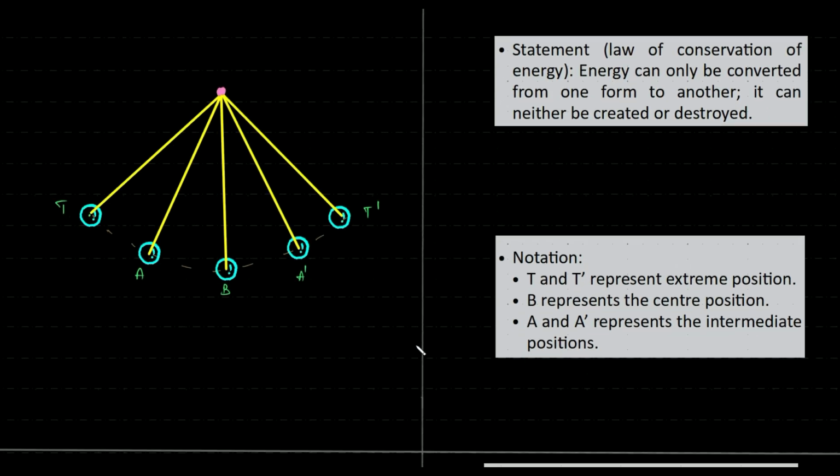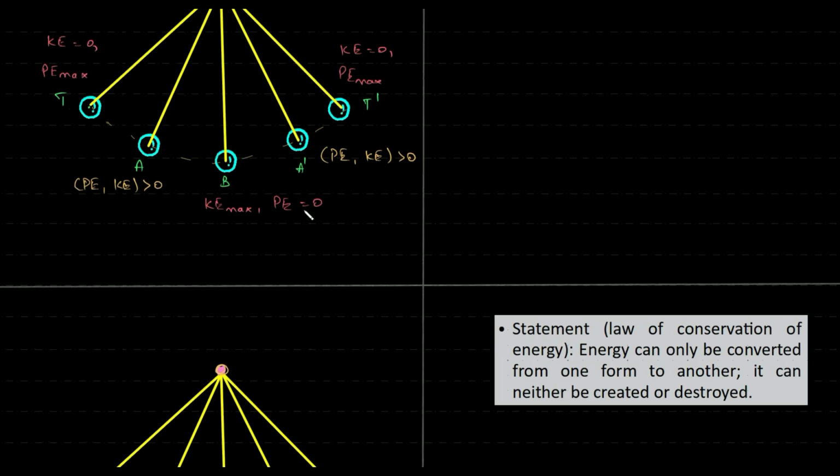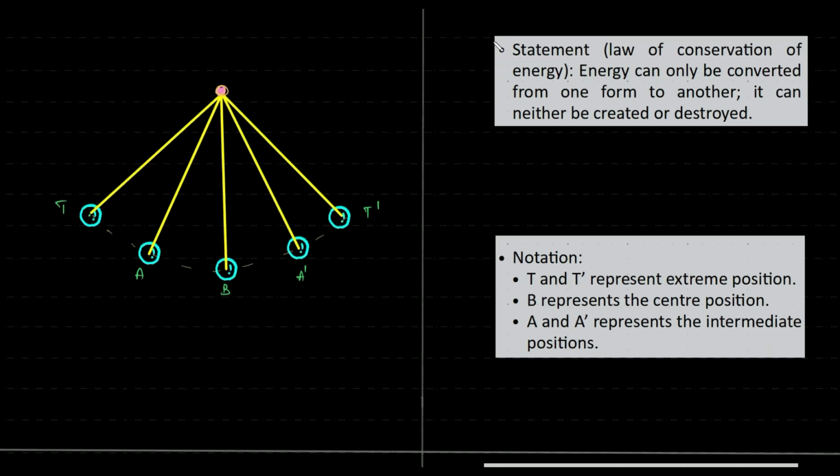So when we have to explain such a thing in detail, the first thing is the diagram which we just showed. This has to be drawn. I'll explain later what has to be written in your exams. Now, the first thing is the statement itself. What is it that we are discussing? We're discussing the law of conservation of energy. So we need to explain what the law of conservation of energy is. Energy can only be converted from one form to another. It can neither be created nor destroyed.